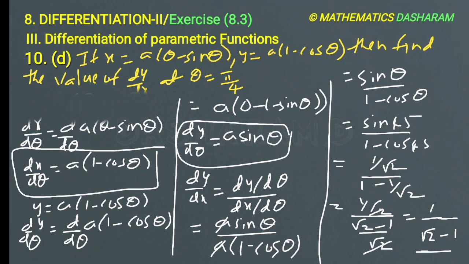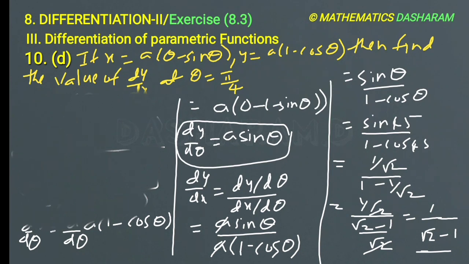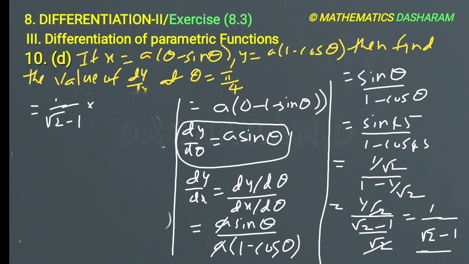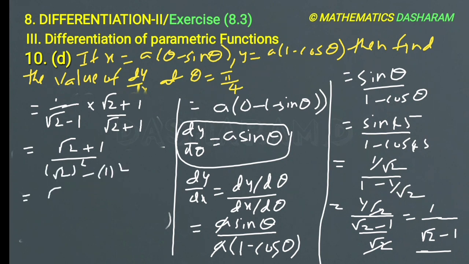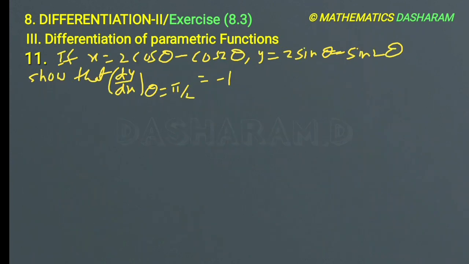So here we can simplify this answer. It equals 1 by root 2 minus 1. Multiply with root 2 plus 1 divided by root 2 plus 1. So root 2 plus 1 divided by, here a minus b into a plus b, that is a square minus b square. So root 2 plus 1 divided by the square root cancels, 2 minus 1. So root 2 plus 1, 2 minus 1 is 1. So the answer is root 2 plus 1.